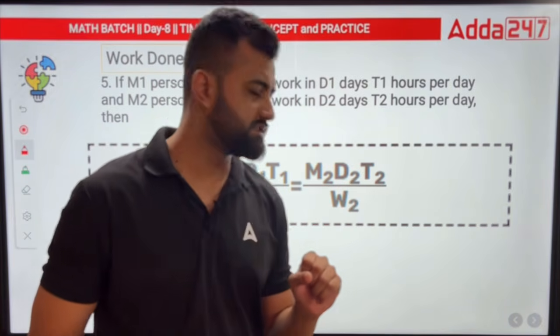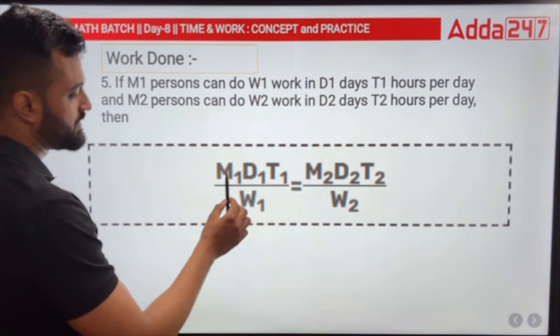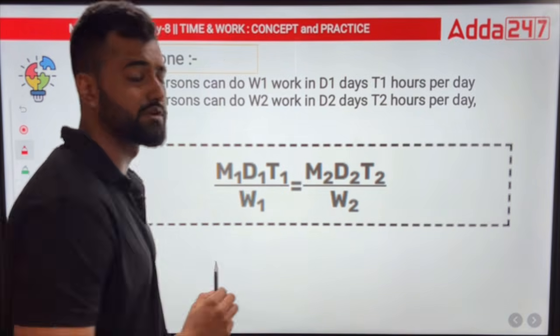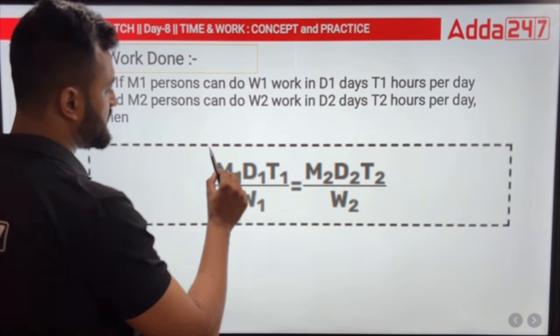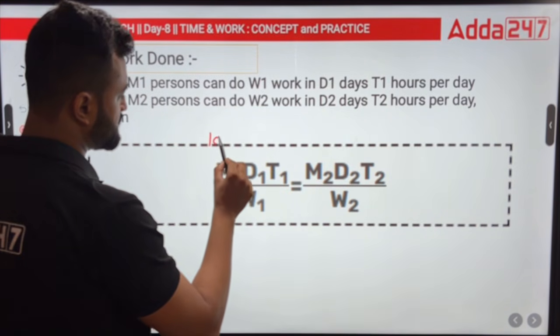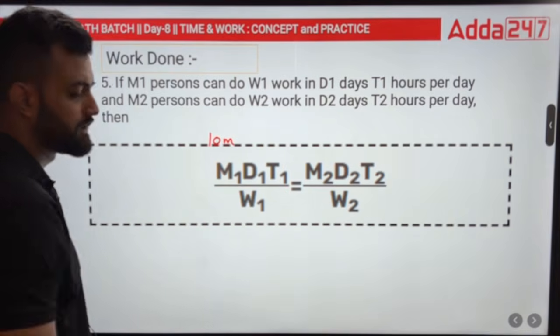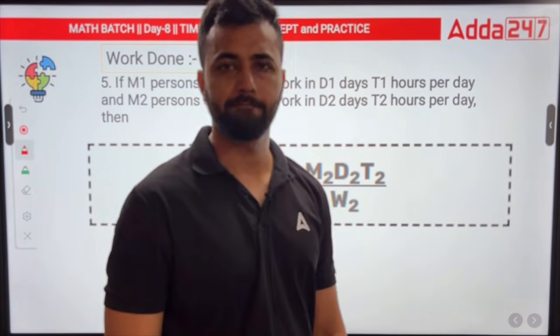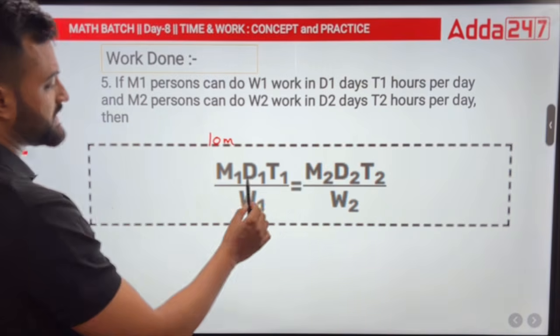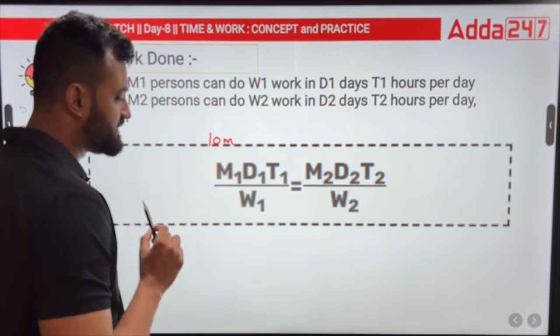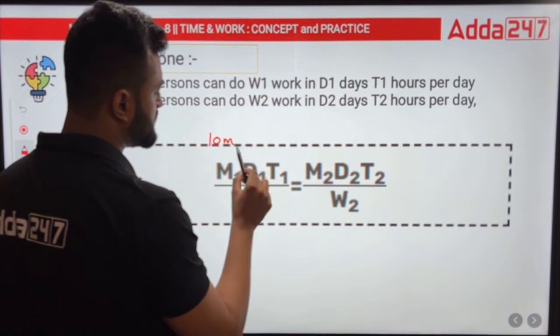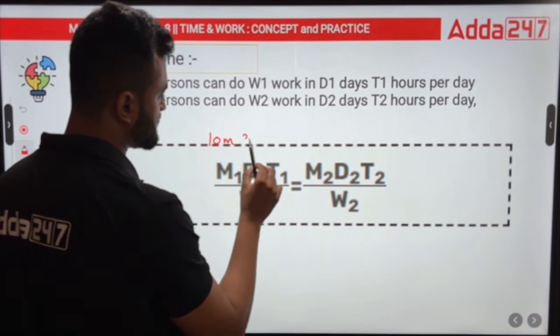How to compare? Suppose out here M1, M2. What are these? These are number of men. Suppose in the first question I say 10 men were working. D is what? Number of days taken. When 10 men work, they complete the work in 30 days. Suppose 30 days.